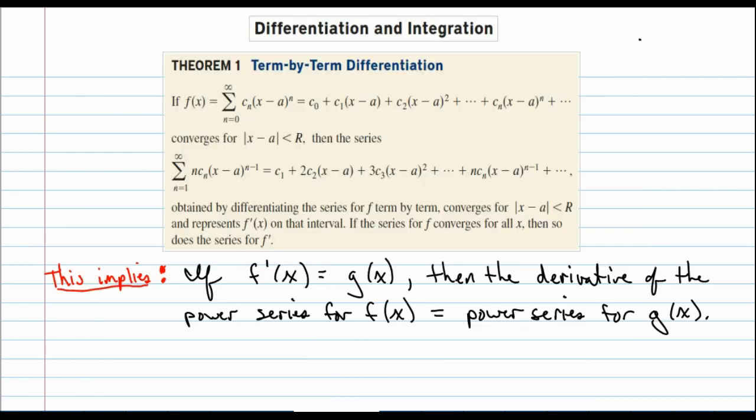Now, we can take a power series and differentiate it, and we get a couple conclusions from that. If the original series converged, its derivative will converge on that same interval. We can also make another conclusion, which really implies that if the derivative of a function equals another function, then the derivative of that original function's power series is going to equal the power series for the other function. And that's what example 4 shows us.